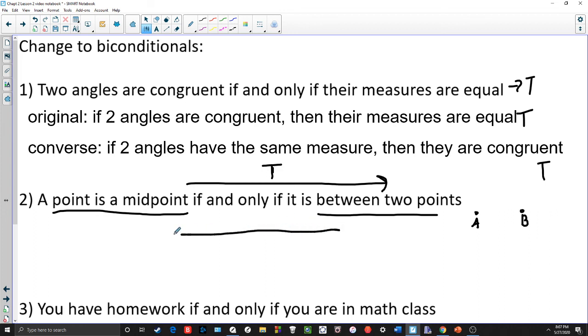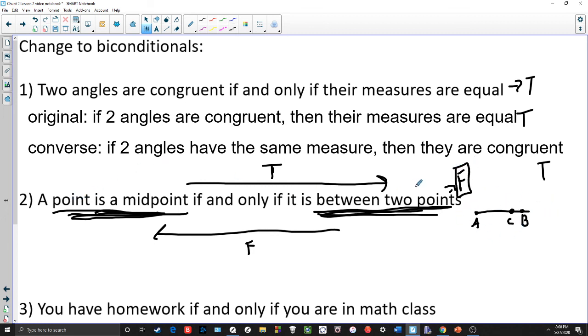So going backwards then, backwards means you read this in reverse. So if a point is between 2 points, then it is a midpoint. So backwards is actually false, because what I could do here is, let's say here's A and B. Let's say I put point C right there. So point C is between 2 points, but it is definitely not a midpoint. Point C is much closer to B than it is to A. So C fits the conclusion, it's between 2 points, but it does not fit the hypothesis where it's a midpoint. So this biconditional itself would be false. This would be a false biconditional because this is my counterexample.